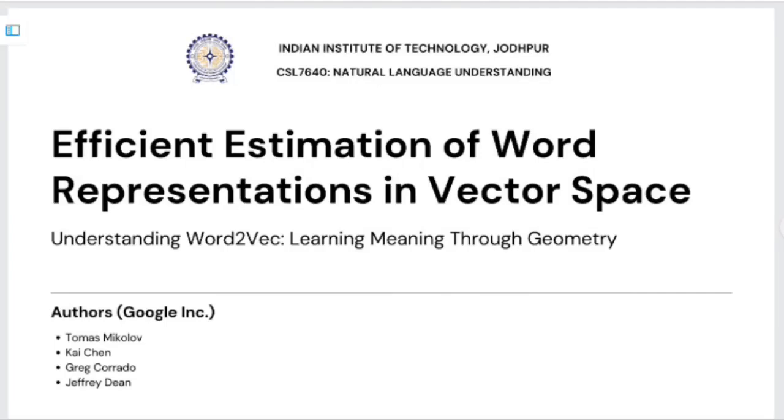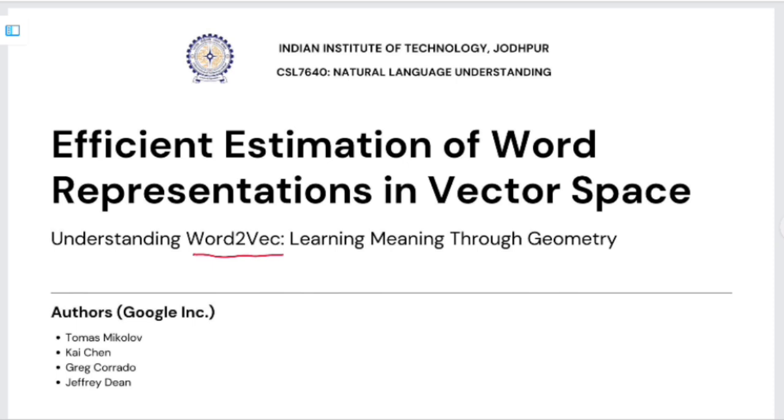Hi everyone. Today I'll be presenting a very influential paper in natural language processing titled Efficient Estimation of Word Representation in Vector Space. This paper introduces what we now call word2vec, and it fundamentally changed how machines represent and understand language. Before this work, language was mostly treated as discrete symbols, and after this work, we started thinking about language as something that lives in a continuous geometric space.